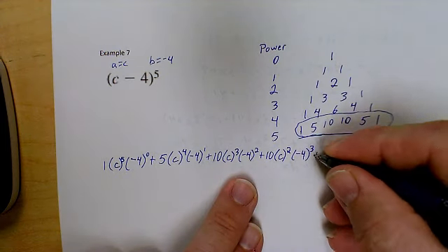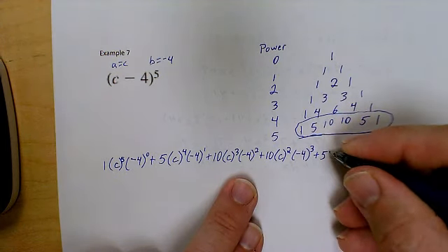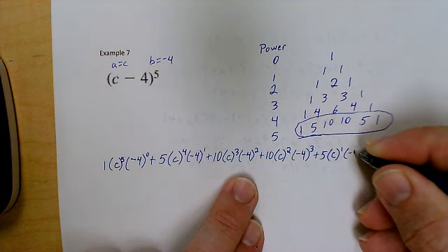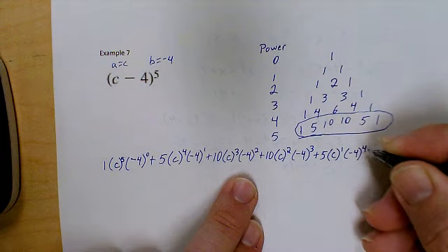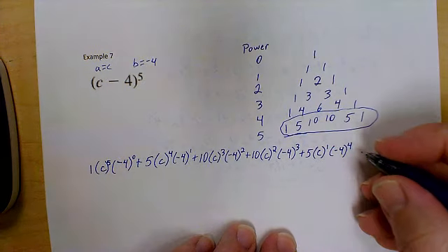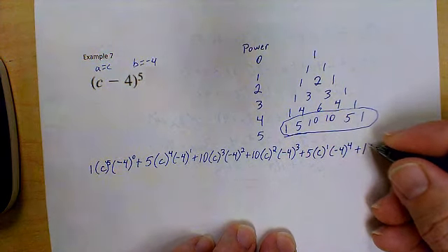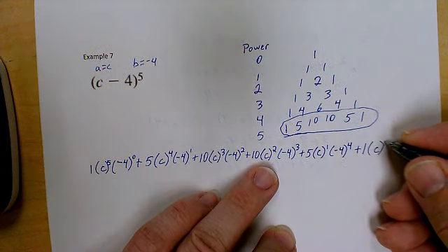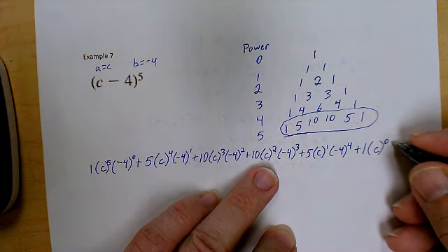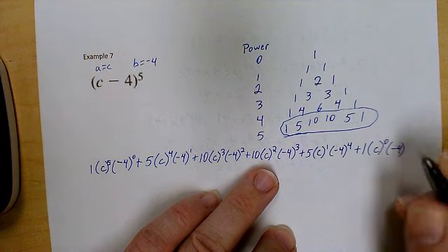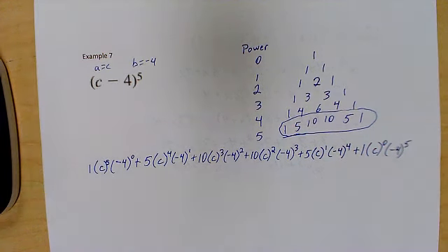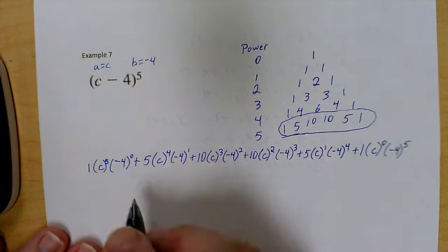Now I'm at the 5 plus 5 times C to the 1st power, -4 to the 4th power, and here's our last one with the 1 as a coefficient, plus 1 times C to the 0 power, meaning it will go away, times -4 raised to the 5th power. And while that looks horrible, it is less work than going the other route.